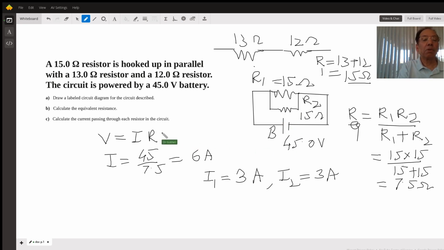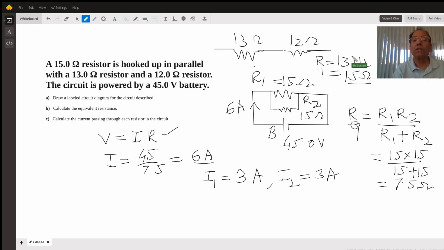And if I use simple Ohm's law, V equals I into R, then I equals V divided by R, that is voltage divided by resistance, and therefore 45 divided by 7.5 gives me 6 ampere. Now this is the 6 ampere current being drawn from the battery.